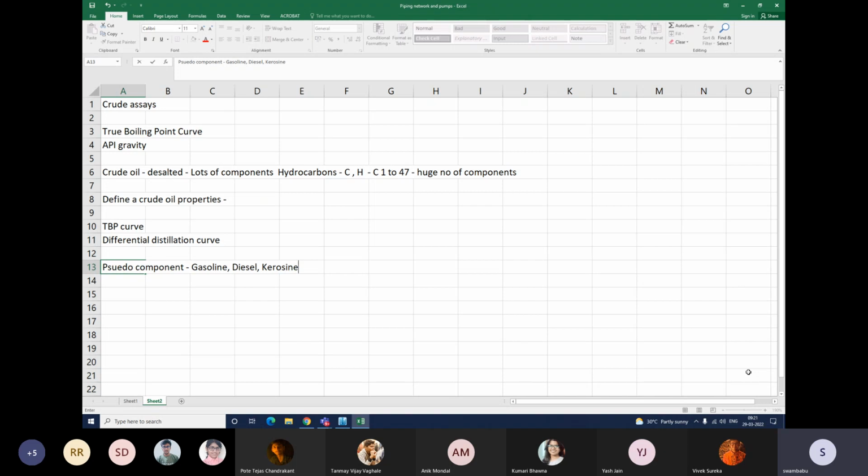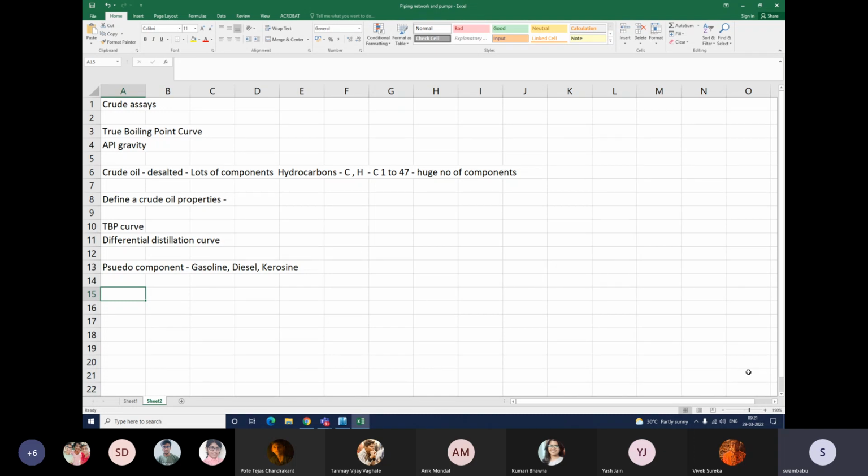Like that we can only tell. So these are the pseudo components. Of course these are the products, but these are pseudo components because we cannot actually define gasoline in any process simulator. We cannot define diesel in any process simulator as such directly. For this reason, they have a separate way of defining this.